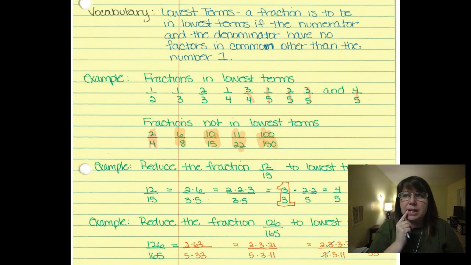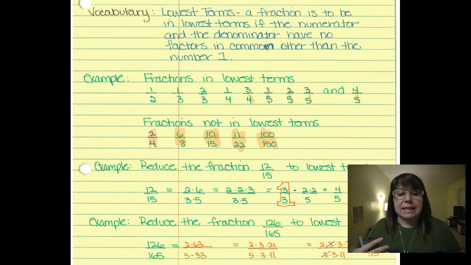100/150. Now, as long as they have one thing in common, they're not in lowest terms. So let's see, 100 could be written as 20 times 5, and 150 could be written as 30 times 5, so they at least have a 5 in common.